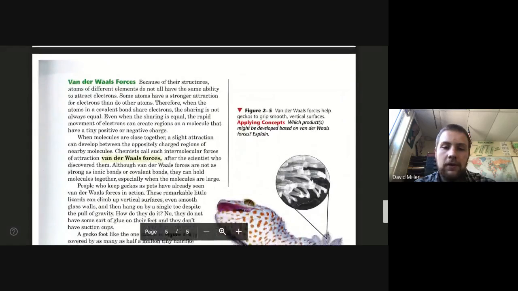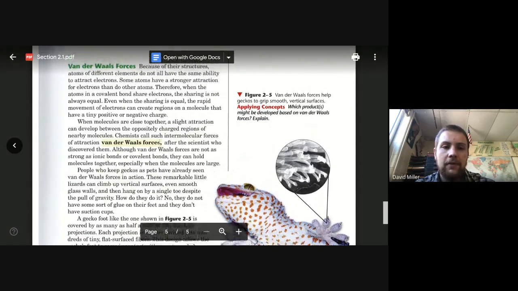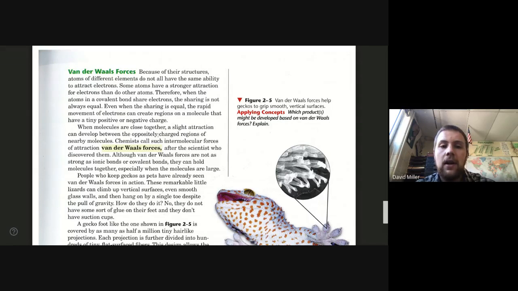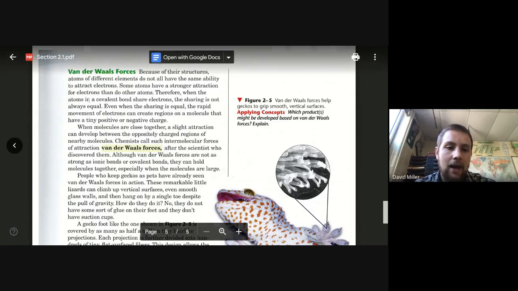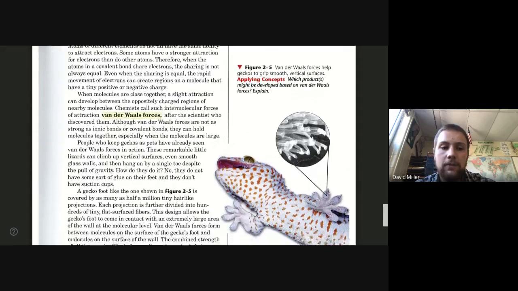Van der Waals forces. Because of their structures, atoms of different elements do not all have the same ability to attract electrons. Some atoms have a stronger attraction for electrons than do other atoms. Therefore, when the atoms in a covalent bond share electrons, the sharing is not always equal. Even when the sharing is equal, the rapid movement of electrons can create regions on a molecule that have a tiny positive or negative charge.